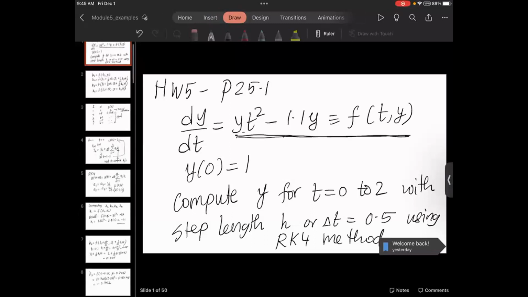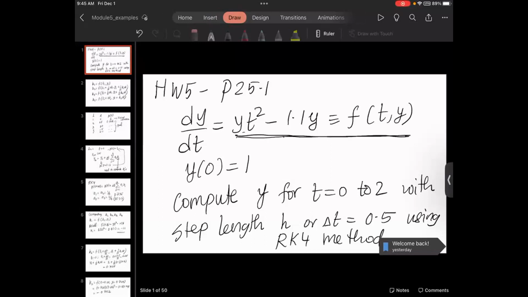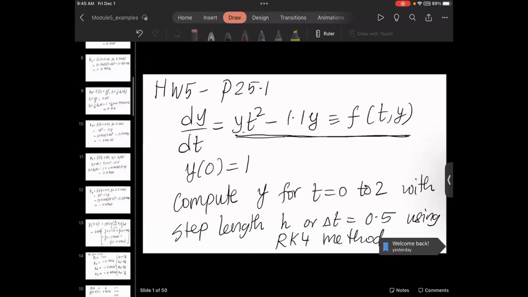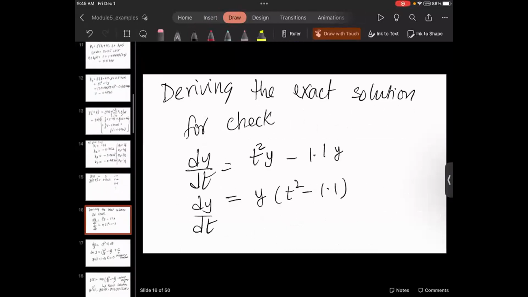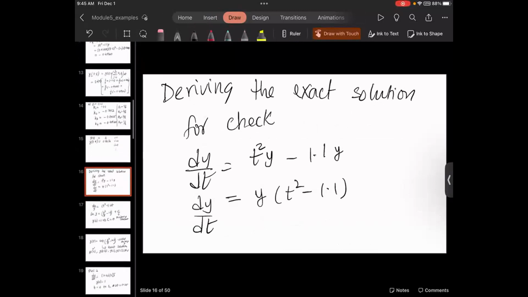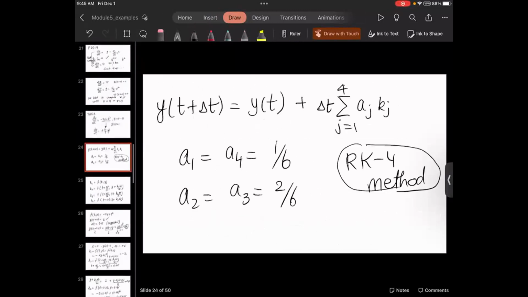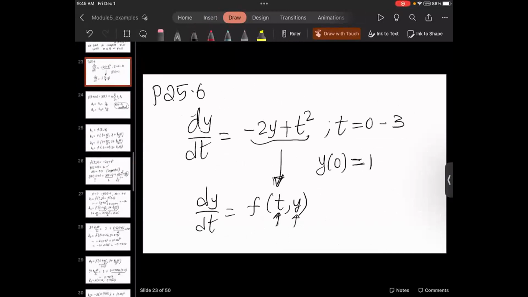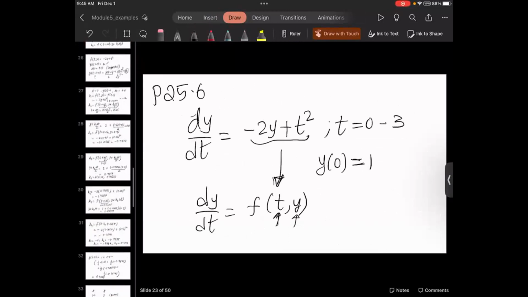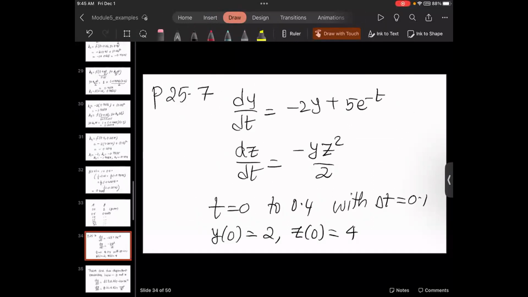All right, so in the class as well as in the previous sessions, we did one type, which is first order differential equation. And then we did one type, which is simultaneous equations. Let me pull up that.